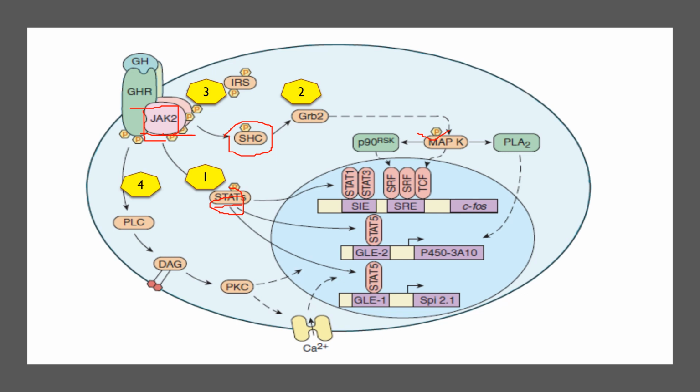Now the fourth pathway is the phospholipase C pathway. This hormone receptor complex stimulates the membrane enzyme phospholipase C, which results in production of diacylglycerol or DAG, that ultimately stimulates the entry of calcium intracellularly, and it also initiates many gene transcriptions.